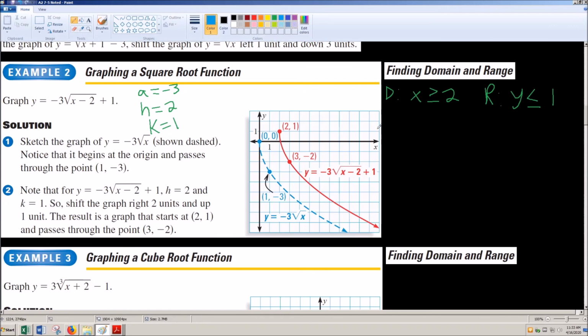Now let's actually figure out how to graph this thing. If I want to graph this, I'm going to start at h, k. So I'm going to start at 2, 1. So there's h, k, here we got x and y, 2, 1. From here, I'm going to be going 1 unit to the right. So I'm going to go 1 more unit, which puts me at 3.